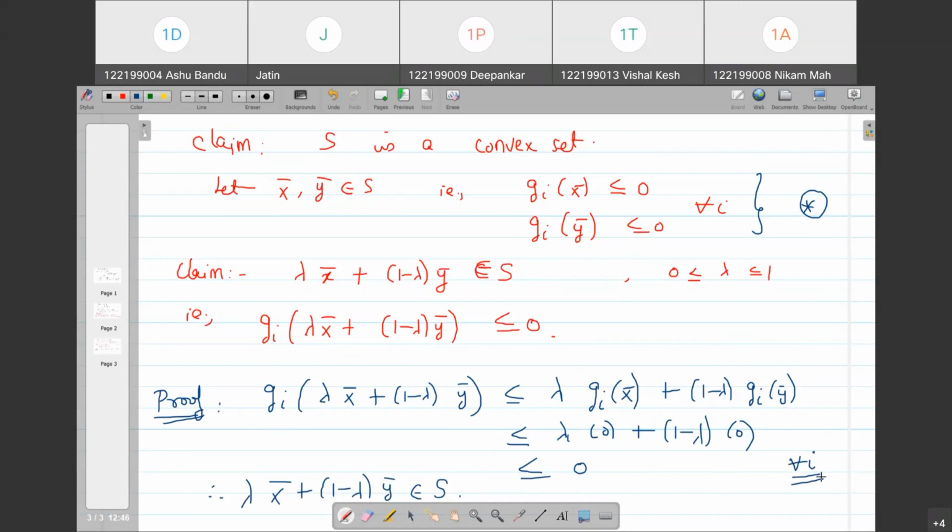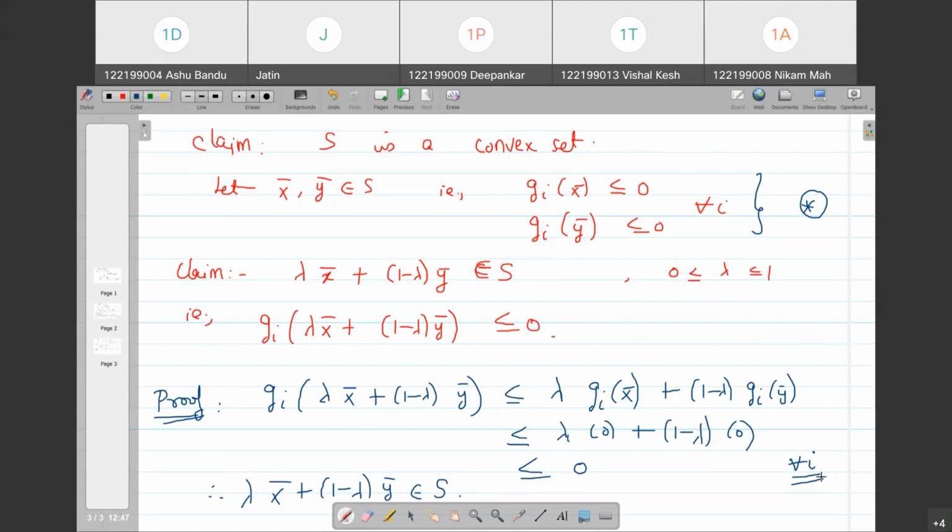So when your constraint functions, your gi's, are convex functions, then your feasible set is always a convex set. So just write down this phrase for your later understanding: when the constraints are convex, then the feasible set is always a convex set. And if you recall, in LPP your constraint functions are always linear functions, and linear functions are always convex functions. And therefore its feasible set is a convex set.